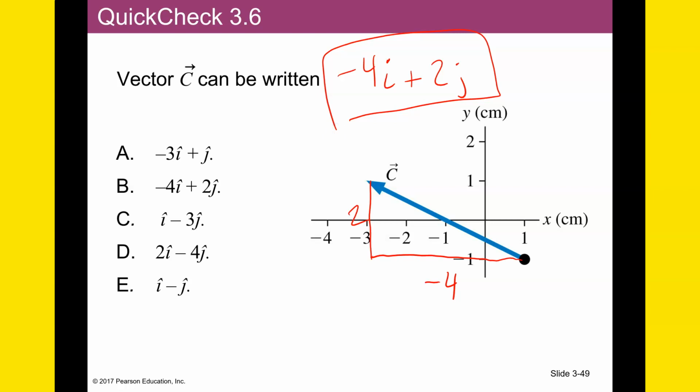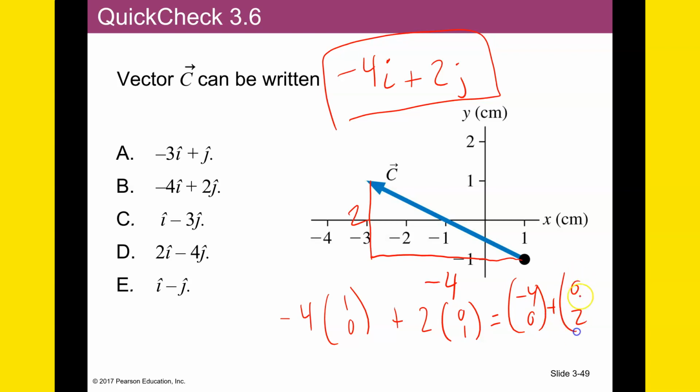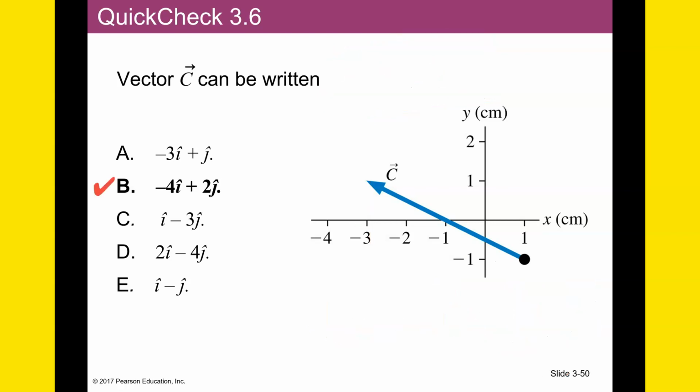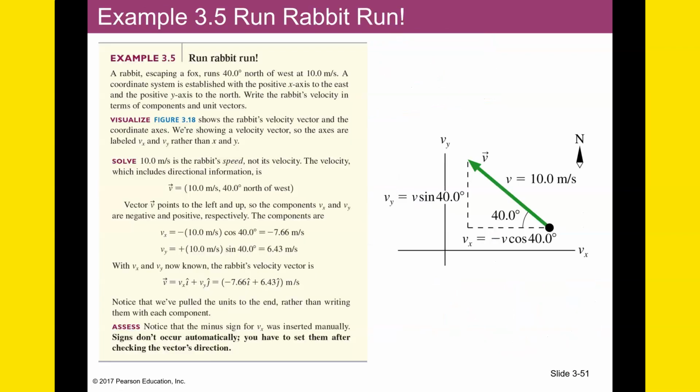And that is another way to express this thing. And just to show you how this is working, this is -4, and i is the vector 1, 0, plus 2, and j is the vector 0, 1. So that's the vector -4, 0, plus 0, 2, if I multiply those things. And then you add them together, you get the vector -4, 2, which is exactly what I've told you to do before. So they are the exact same thing, just written with a different notation.